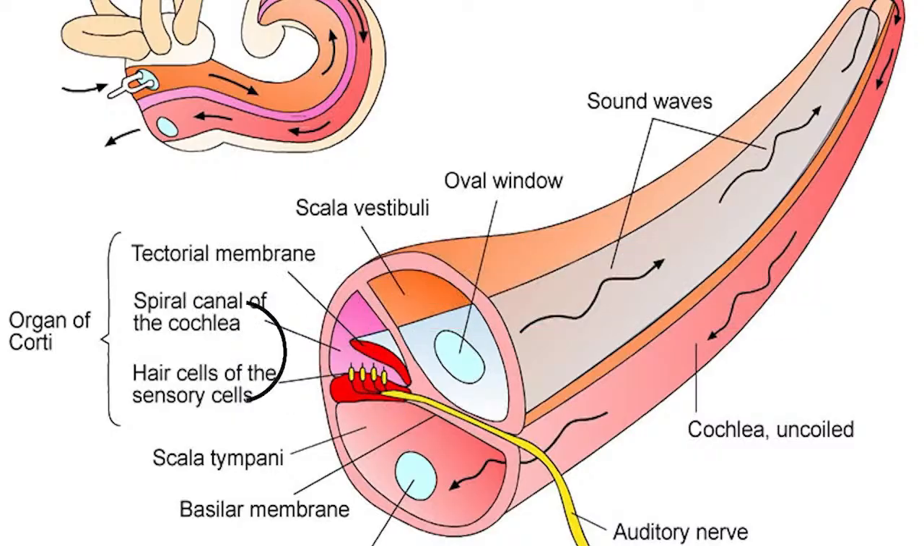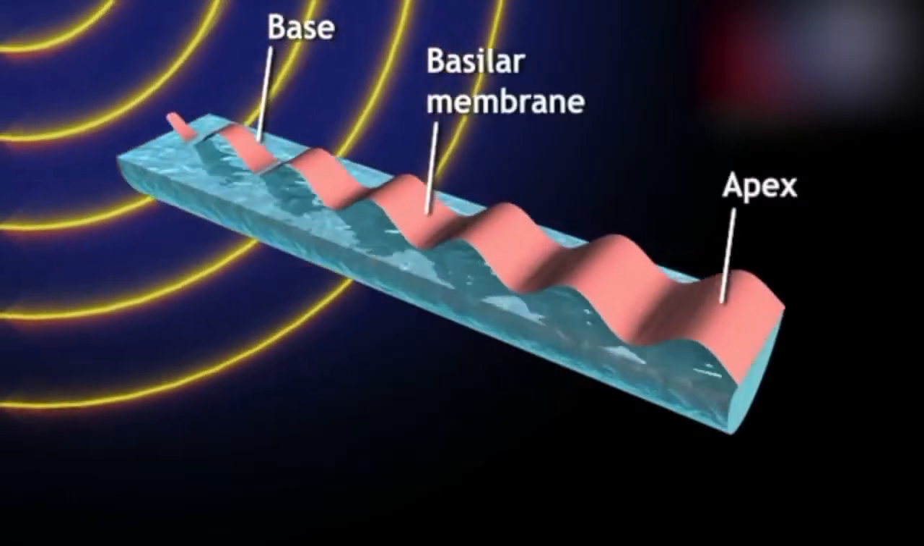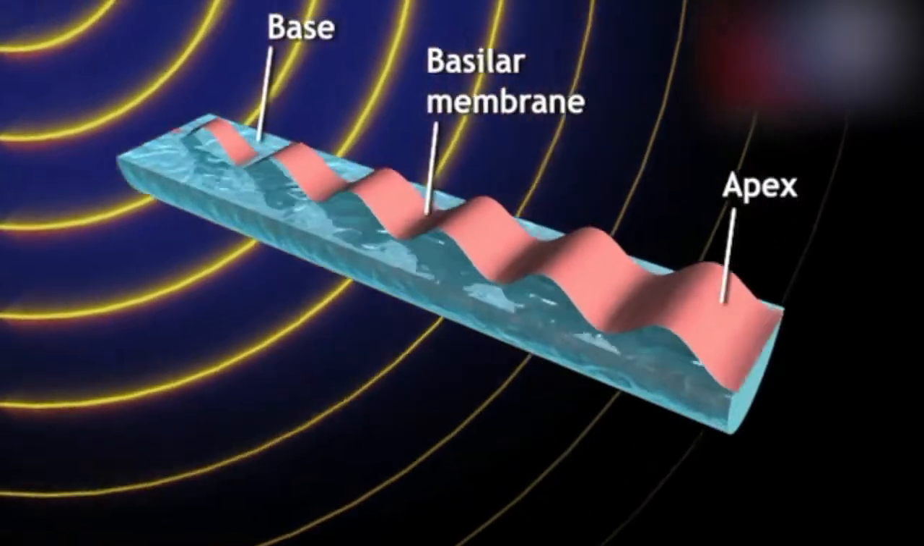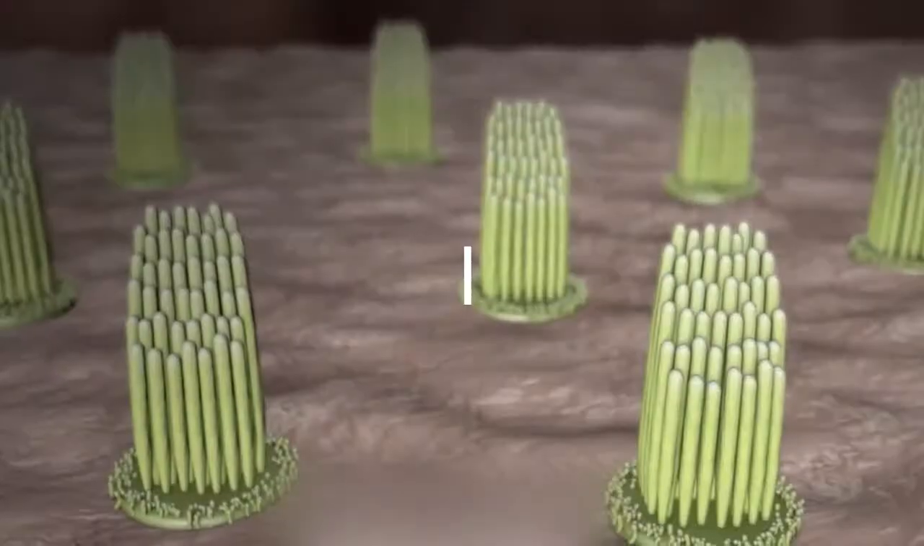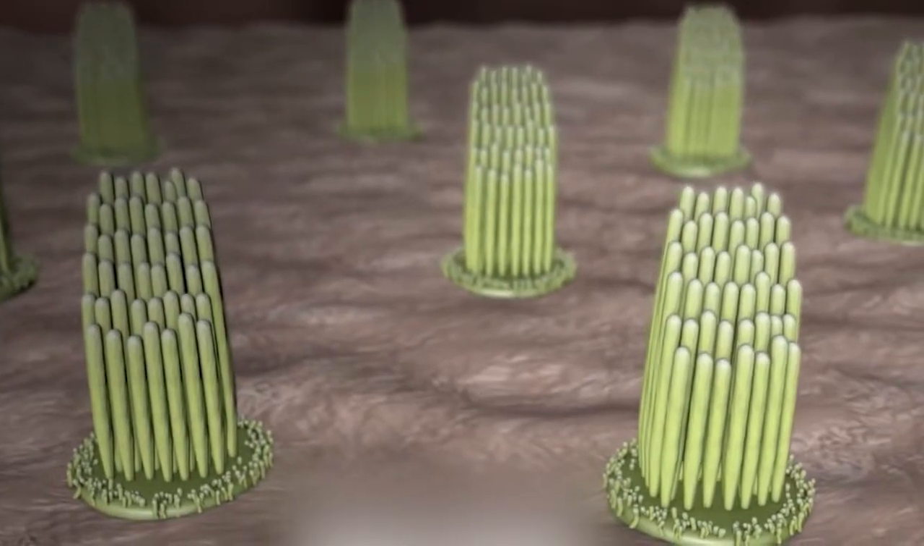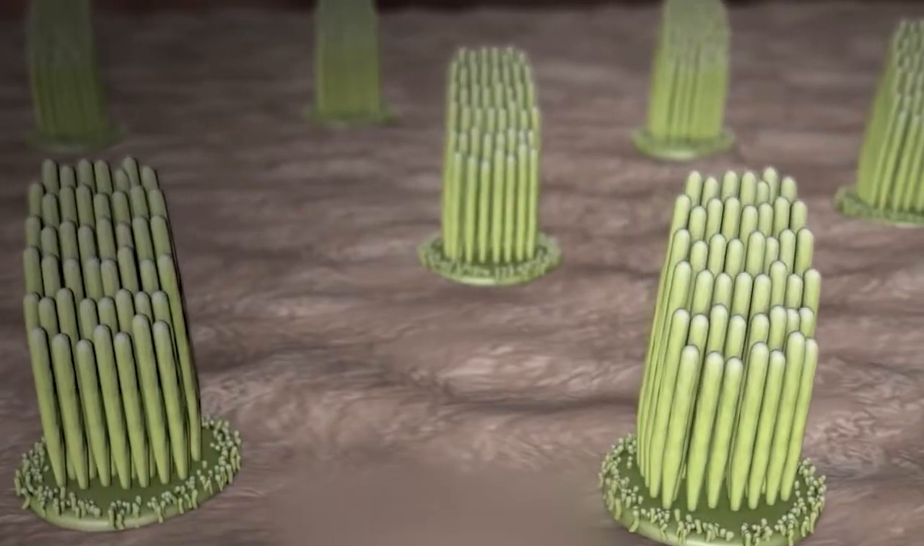Sound vibrations enter the cochlea via the oval window, causing movement in the perilymph of the scala vestibuli. Basilar membrane movement. These movements create a traveling wave along the basilar membrane, causing it to move up and down. Stimulation of hair cells. The movement of the basilar membrane causes the hair cells in the organ of Corti to bend against the tectorial membrane.